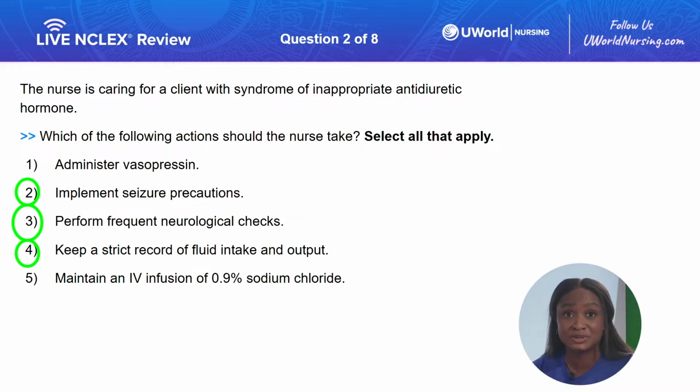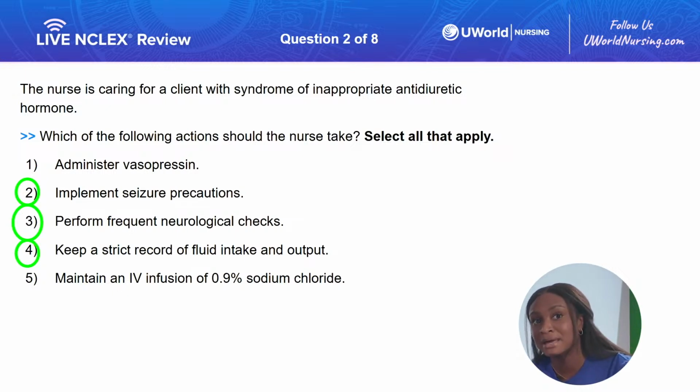Of course, we want to do this if we're having a problem with holding on to too much fluid, then we need to know exactly how much goes in and how much goes out so we don't create further problems down the road. The reason why option 5 is incorrect, maintaining an IV infusion of 0.9 sodium chloride, is that we don't need to add any extra fluid into our system if we're already having a fluid retention problem. That would just exacerbate and make the problem even worse.